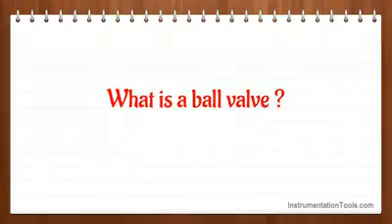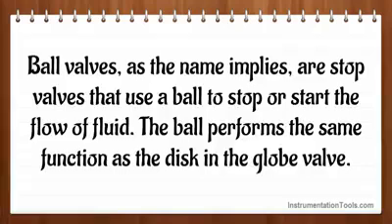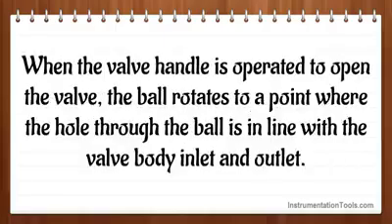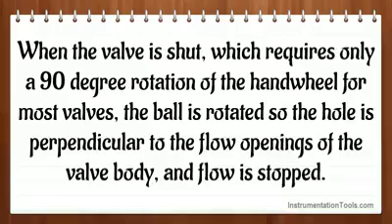What is a ball valve? Ball valves, as the name implies, are stop valves that use a ball to stop or start the flow of fluid. The ball performs the same function as the disc in the globe valve. When the valve handle is operated to open the valve, the ball rotates to a point where the hole through the ball is in line with the valve body inlet and outlet. When the valve is shut, which requires only a 90-degree rotation of the handwheel for most valves, the ball is rotated so the hole is perpendicular to the flow openings of the valve body and flow is stopped.